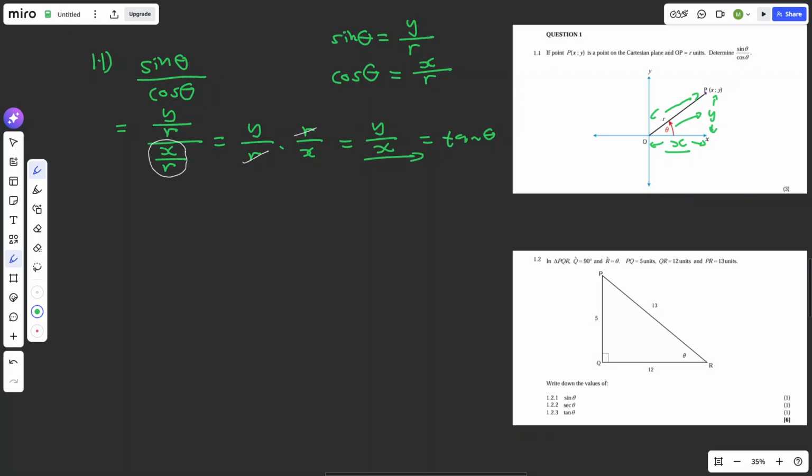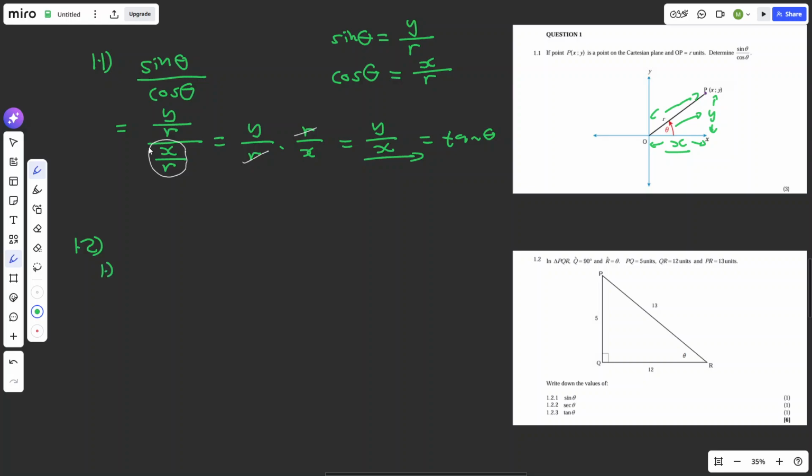Okay, so let us continue to the next part. In the next question, we are given a triangle PQR. Q is 90 degrees, R is theta, PQ is 5 units, QR is 12 units, PR is 13 units. So now we can apply what we learned in the previous question and find solutions for different trig values. So now in 1.2, we've got different values that we need to derive.